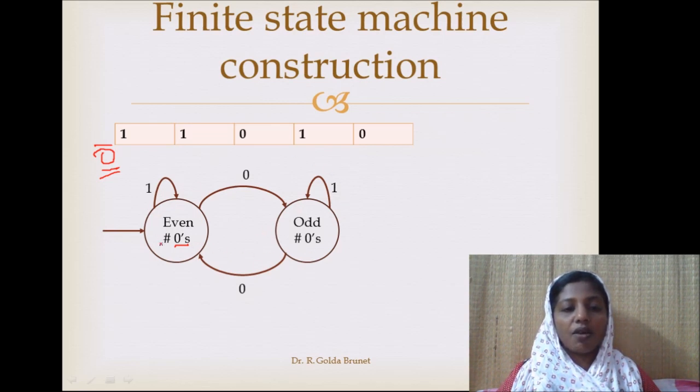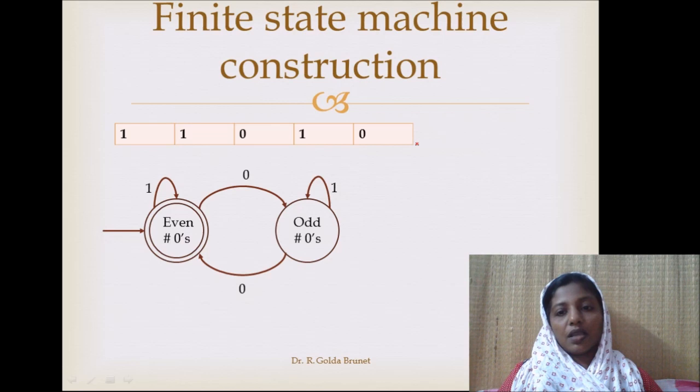Otherwise, this is a software, right? And so we have found that before I read any input, I know that I have seen zero number of zeros, and zero is an even number. So from nowhere, I will have an arrow which will indicate that this is the starting state of the machine.